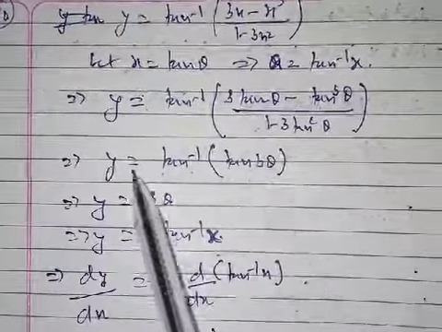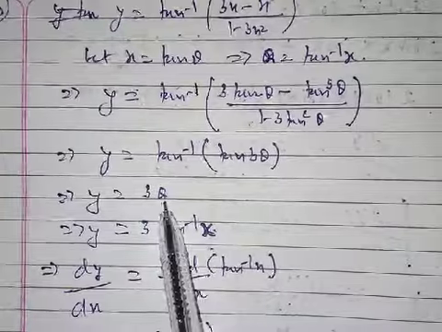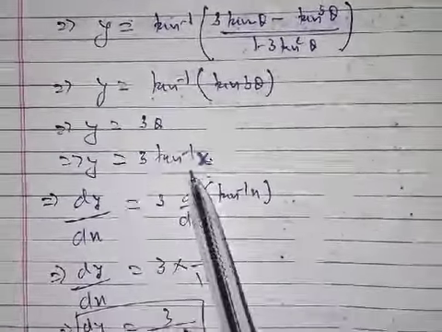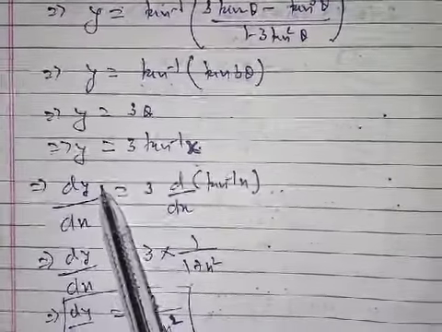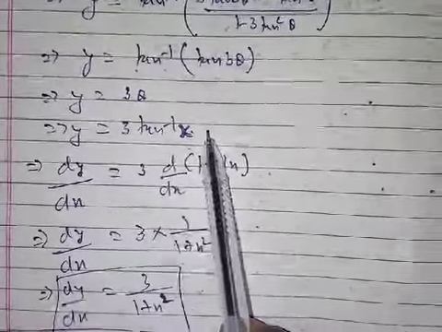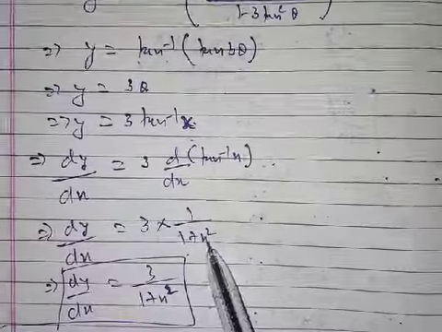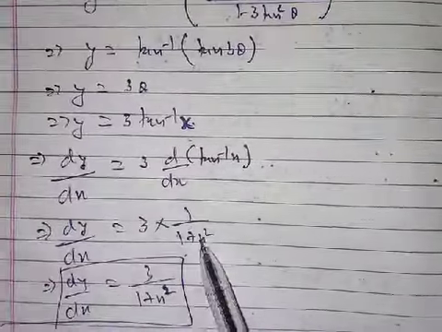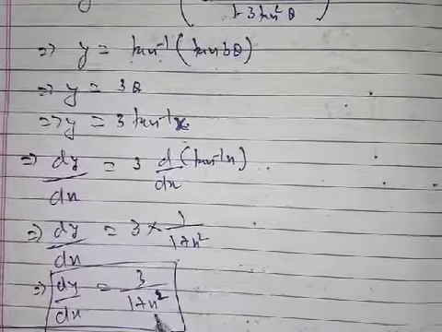This is what? Tan 3 theta. So y is equal to tan inverse of tan 3 theta, so y is equal to 3 theta. So y is equal to 3 tan inverse x. Okay. So dy by dx, we have to take 3 times the derivative of tan inverse x. We know the derivative of tan inverse x is 1 upon 1 plus x square. So dy by dx is equal to 3 into 1 upon 1 plus x square, so dy by dx is equal to 3 upon 1 plus x square.